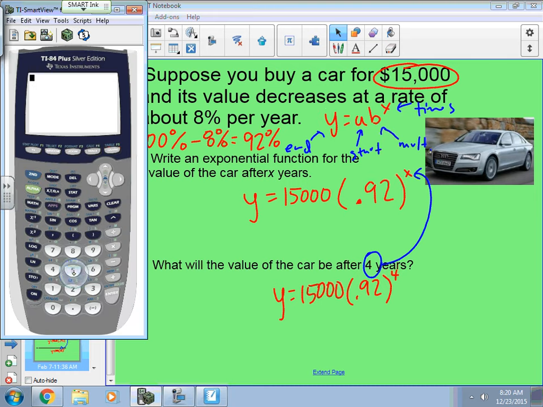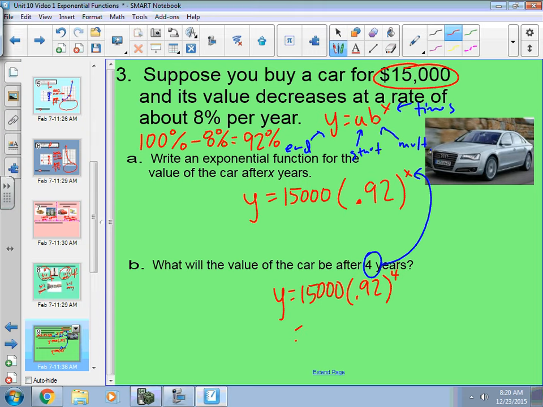So 15,000. 0.92 is our multiplier. That's less than 1. This is going to be exponential decay because we see the word decrease in there. Power is 4. So it looks like the value of the car decreases to $10,745.90.